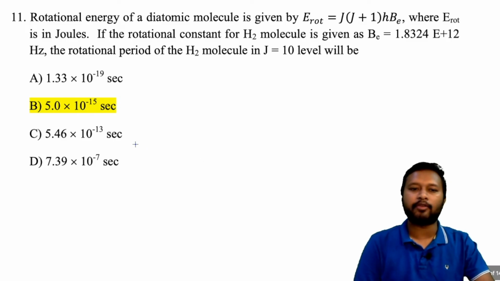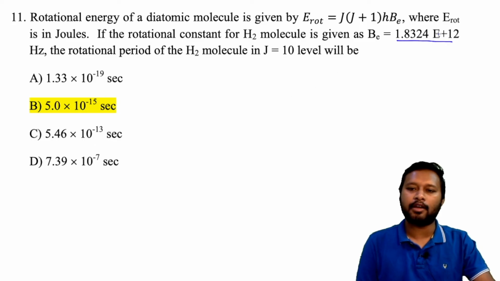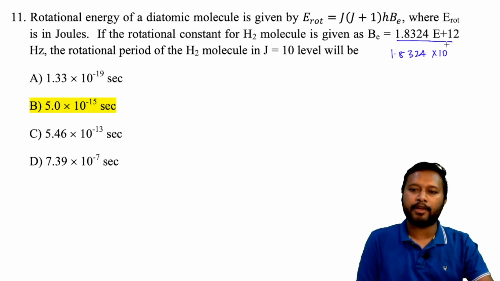Okay, it's a good one. It says that the rotational energy of the diatomic molecule is given by E rotational equals J plus 1 times HBE, where E rotational is in joules. All right. If the rotational constant of the H2 molecule is given as 1.8324 E plus 12, it means 1.8324 multiplied by 10 to the power 12.